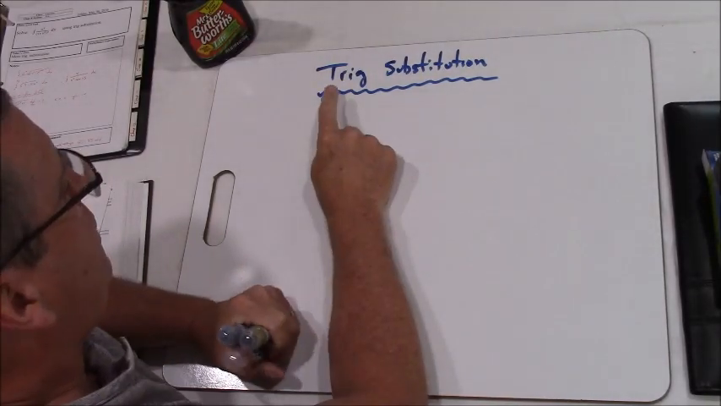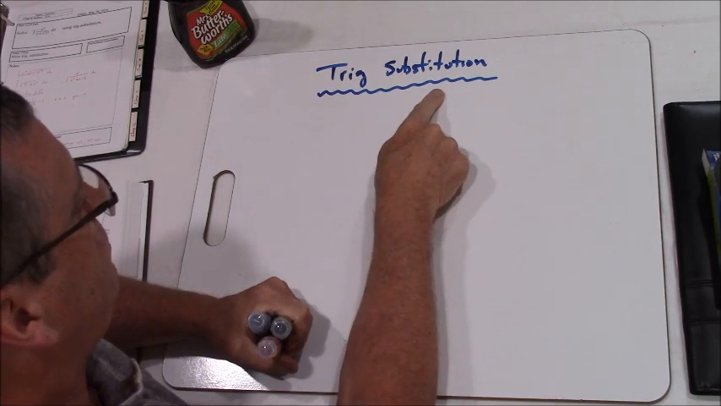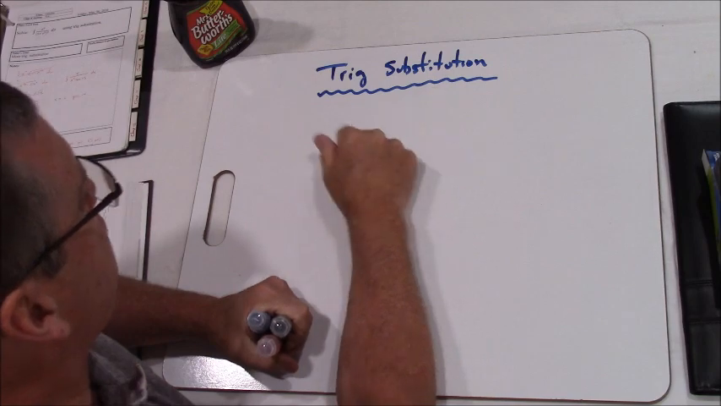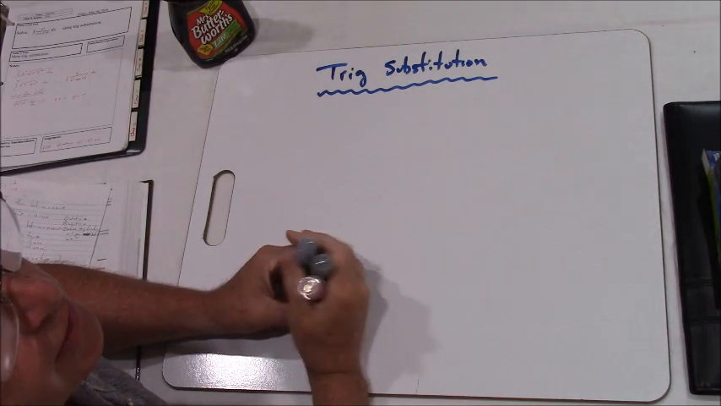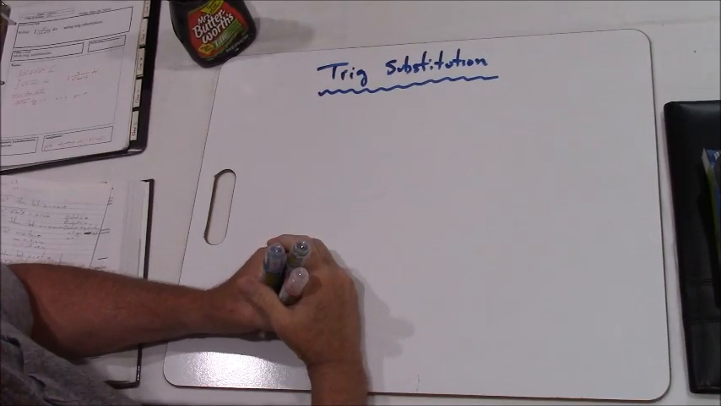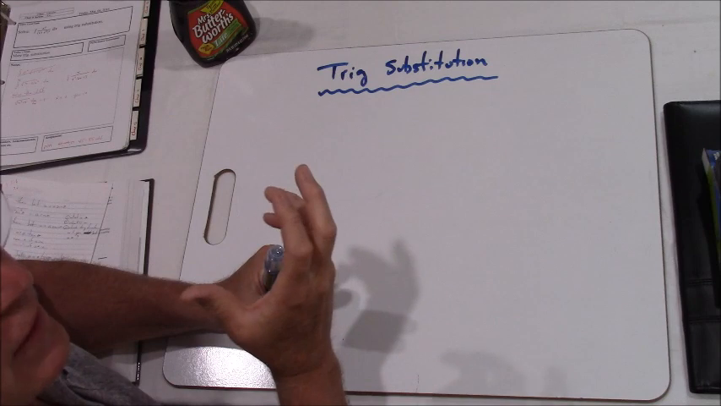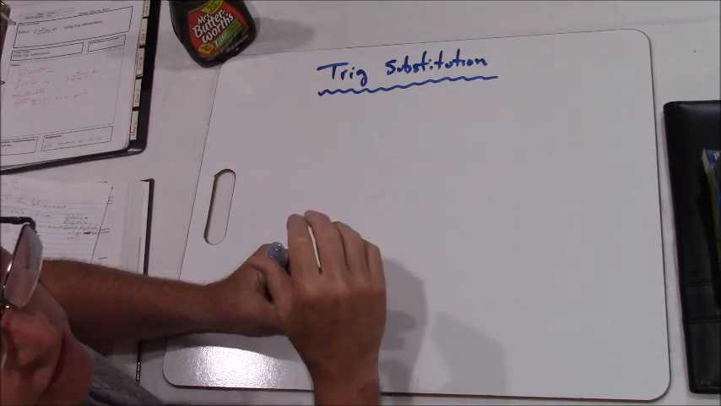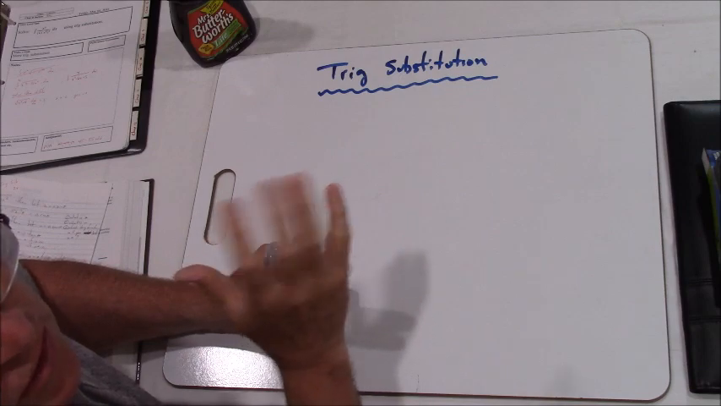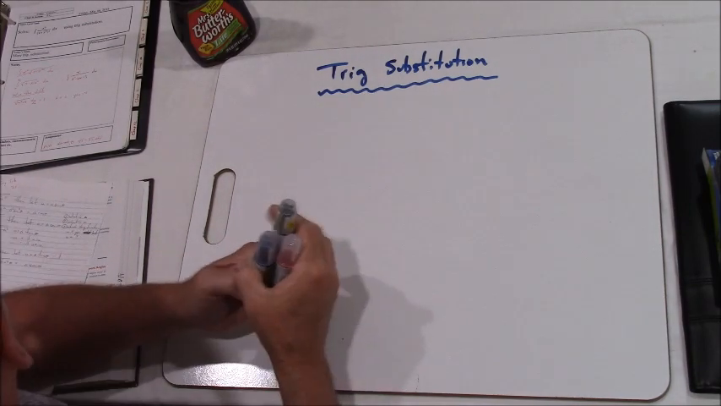Alright, so today we want to talk about something called trig substitution. And so we have to develop some formulas for this. Trig substitution is used on problems that look like they could be an arcsine or arcsecant or arctangent, but something slightly off. Okay?